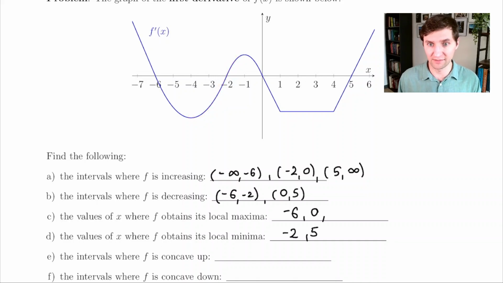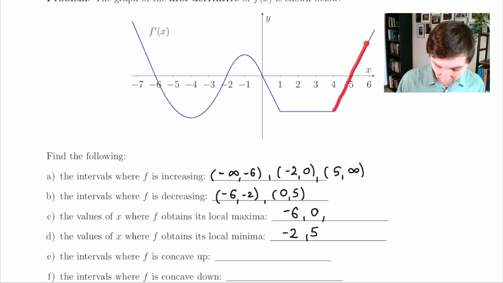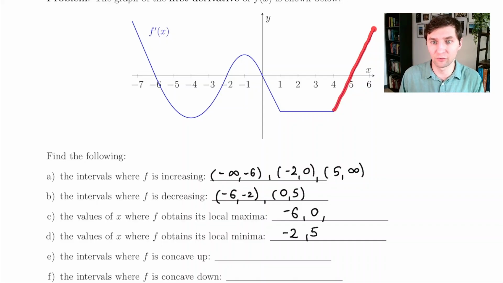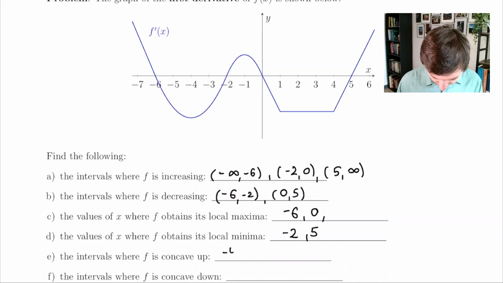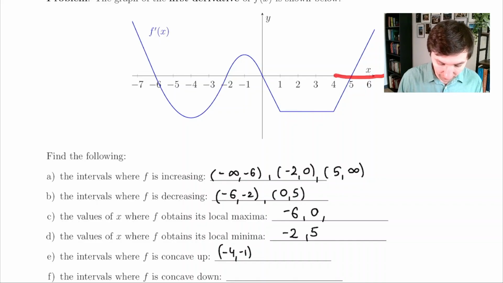The second place where the derivative is increasing is here. This means that the second derivative is positive there, which means that the original function is concave up there. The two intervals where the original function is concave up are the interval from -4 to -1 and the interval from 4 to infinity.